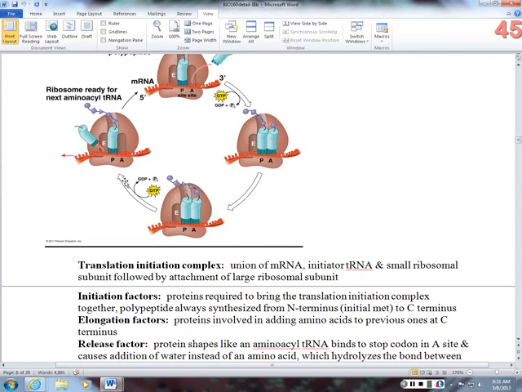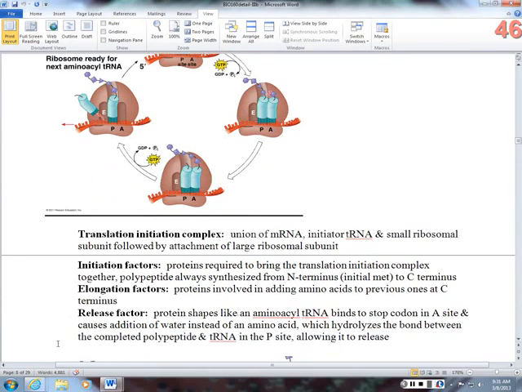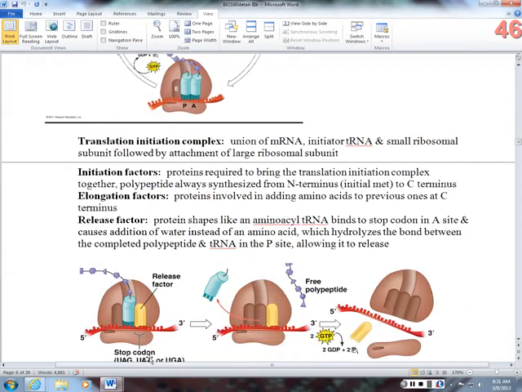Proteins are always going to be synthesized from the N-terminus to the C-terminus. So you've got the amino end, which is your N-terminus, the carboxyl end, which is your C-terminus. And then the elongation factors are going to be proteins involved with adding the amino acid onto the previous one. So that is going to be in this area where you're going to start to glue those amino acids together.